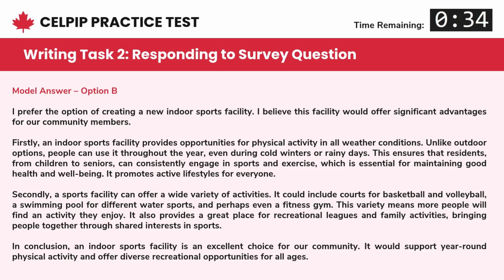The writer uses simple but effective linking words like firstly, secondly, and in conclusion, to help the reader follow the arguments easily. The response also includes some useful vocabulary. Words like significant and recreational are good examples of slightly more advanced language. These words add depth to the writing without making it too complex for the target level.